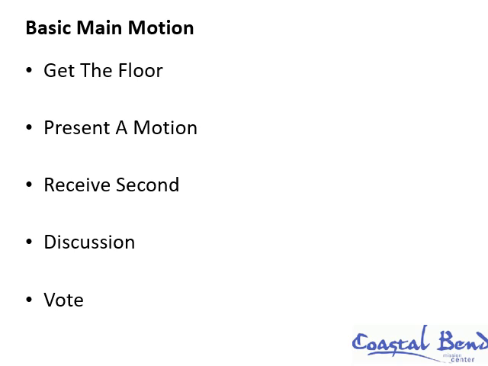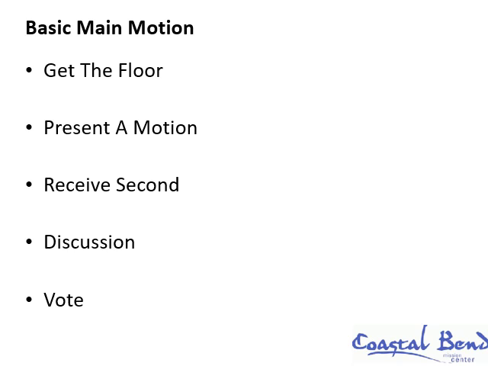There is a basic construct for how a motion happens. First, obviously, the mover must get the floor. This usually happens by raising one's hand and being recognized. But oftentimes the mover and the chair can also be aware of the desire to consider a motion, and the chair may make a statement such as, "The chair now recognizes Cindy Jones for a motion." In any event, a potential mover gets the floor.